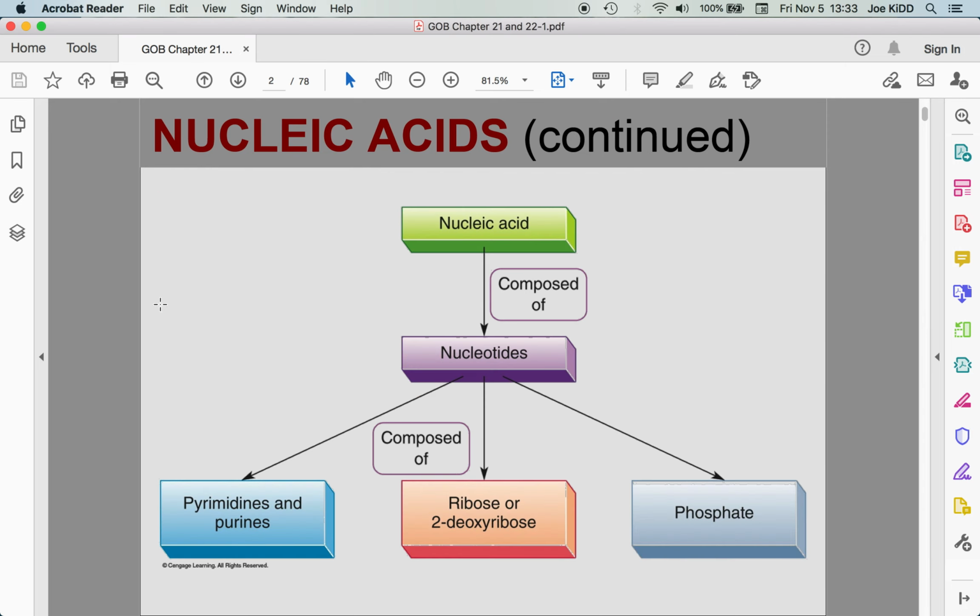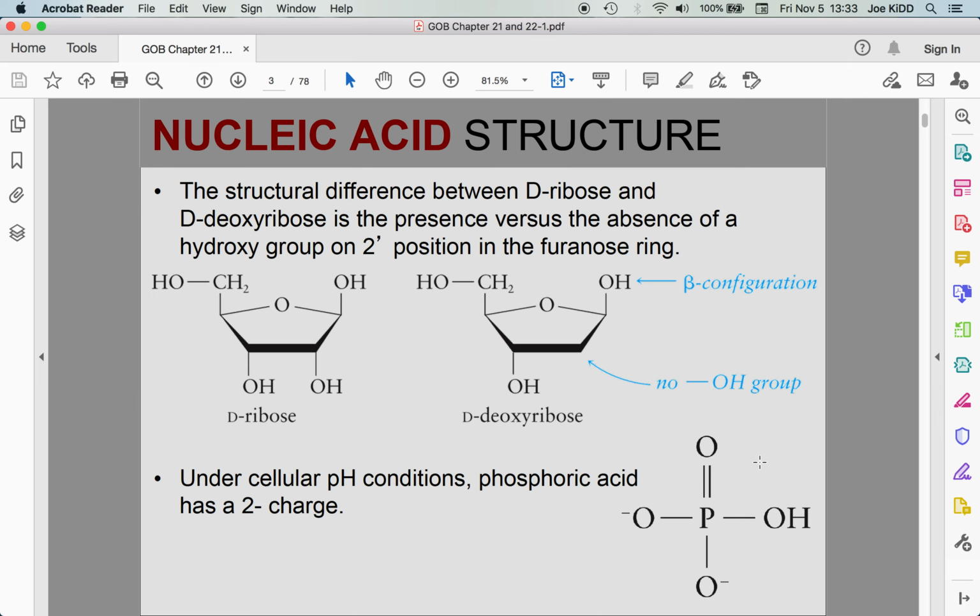So when we're looking at nucleic acids, the bits and pieces of it will contain nucleotides. Those nucleotides will be made up of either pyrimidines or purines, a ribose or deoxyribose, and phosphates. So we have to think back all the way to our sugars chapter, where we started learning about ribose and deoxyribose.